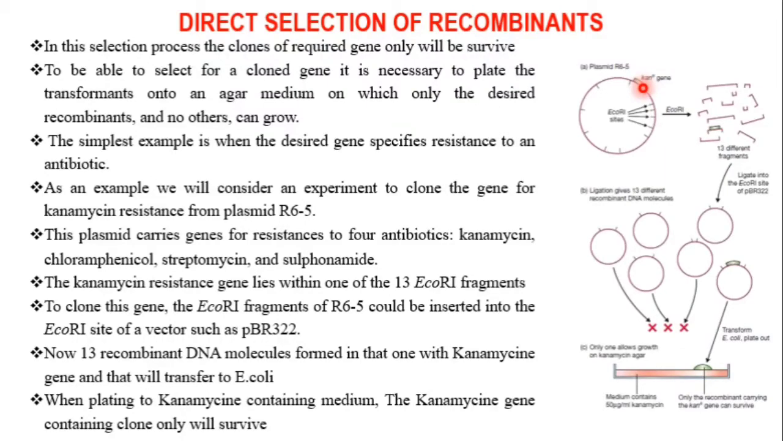This plasmid also contains some other antibiotic genes: chloramphenicol, streptomycin, and sulfonamide. But we have to amplify and clone this kanamycin. For that we'll cut this plasmid with EcoR1, and we'll get around 13 fragments.